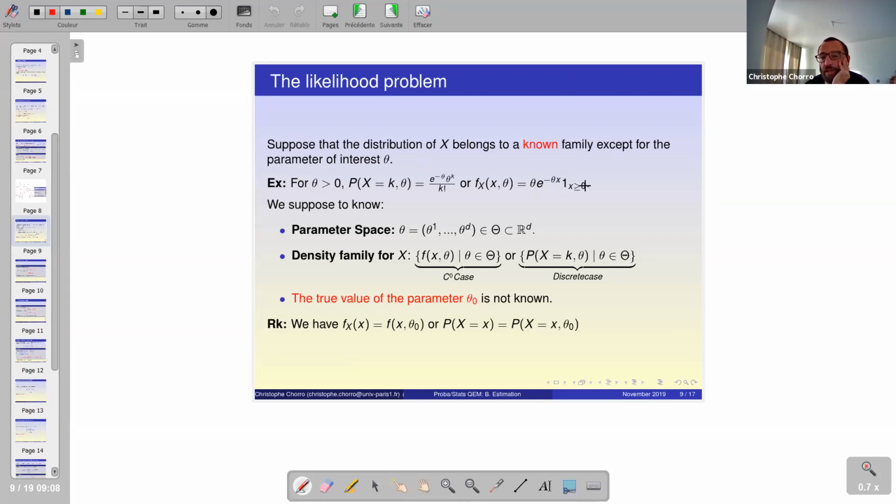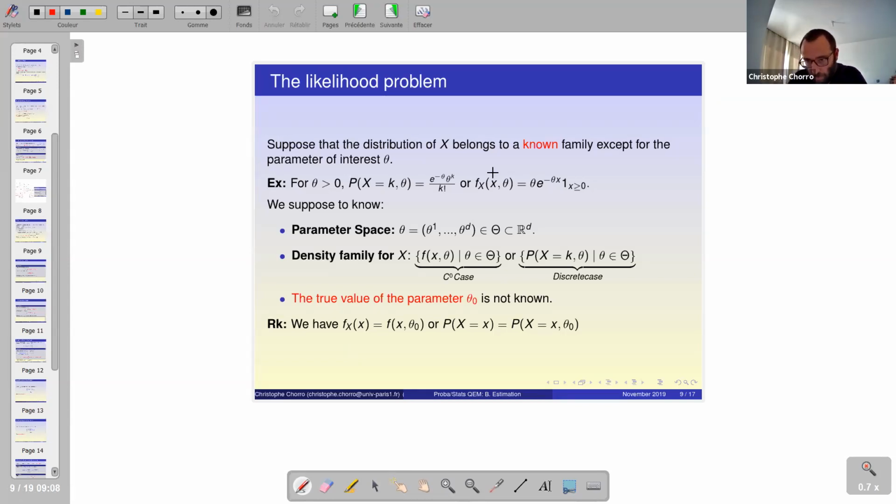In the same way, I can take another example: I know that the distribution of capital X belongs to the exponential family, but I don't know what the parameter of this exponential distribution is. So the only thing I can say is that my capital X has a density function that fulfills this property. So, two examples of such a situation.